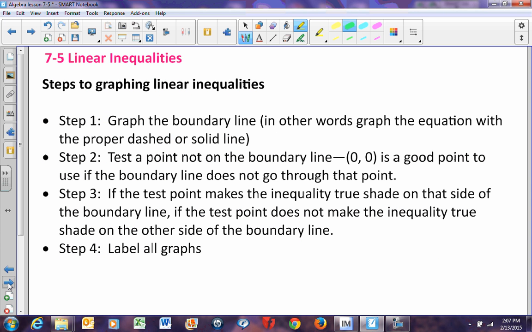There are some steps to graphing linear inequalities. You need to make sure you copy these down. Step one is to graph the boundary line. In other words, graph the equation with the proper dashed or solid line, using any form of graphing you choose: slope intercept, intercepts, picking points, making a table, whatever. Step two, test a point off the boundary line. 0, 0 is a great test point as long as the line doesn't go through that point. If the test point makes the inequality true, shade on that side of the boundary line. If the test point does not make the inequality true, shade on the other side, and then label all your graphs. Let's go through some examples.